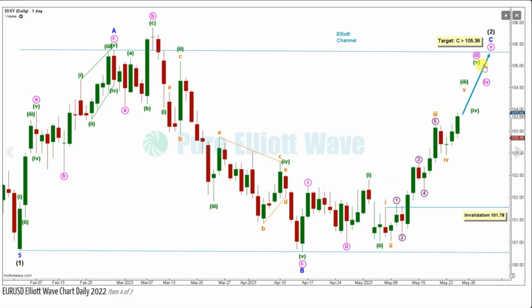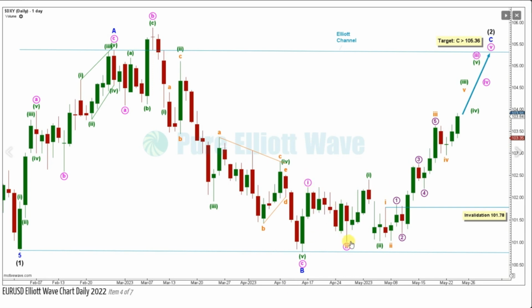This structure could be a regular flat, where C usually ends approximately around the same level as A, and it must reach 105.36 to avoid the rare running flat scenario. We've drawn this Elliott channel from the start of A, and you put that on the end of B, and then you place a parallel copy on the end of A, and C often finds its end along the edge of this channel. Within minor C, structure must divide as a motive wave, and we have that as an impulse.